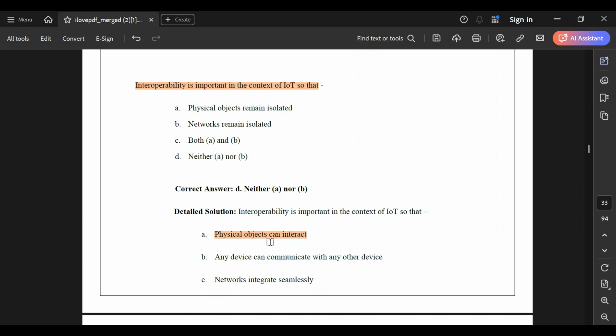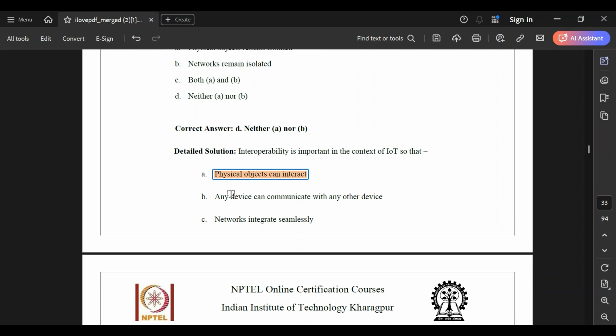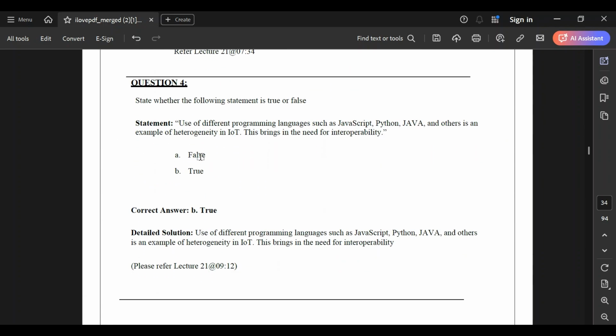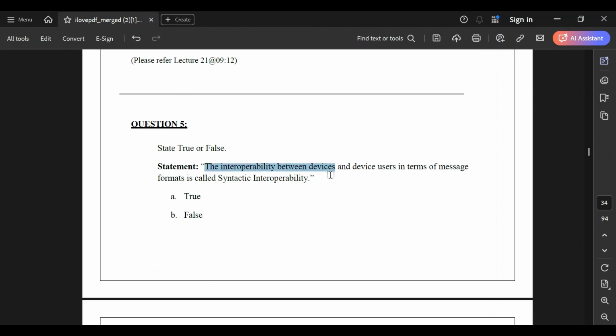Physical objects can interact, not written out isolated. So this is not any device can communicate with any other device. Networks get integrated seamlessly. So we are here with the options. Use of different programming languages such as JavaScript, Python, and all other things has brought heterogeneity. Yes, they have brought heterogeneity. So true is there. The interoperability between devices and device users in terms of message format is called syntactic interoperability.